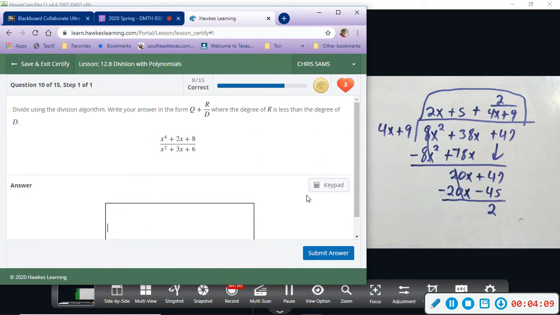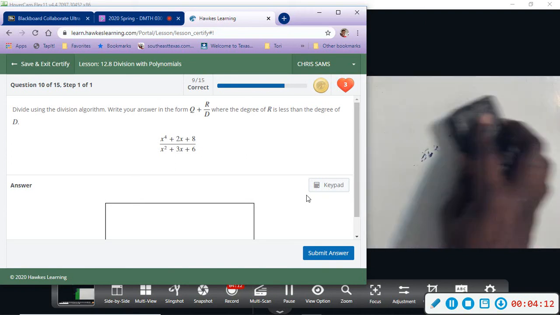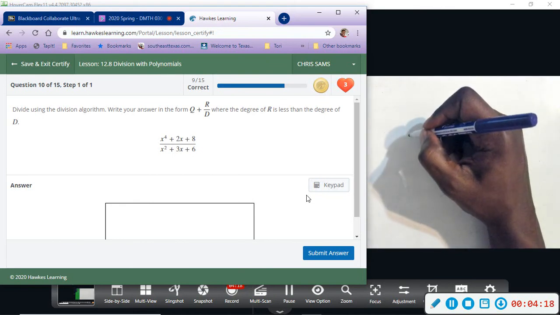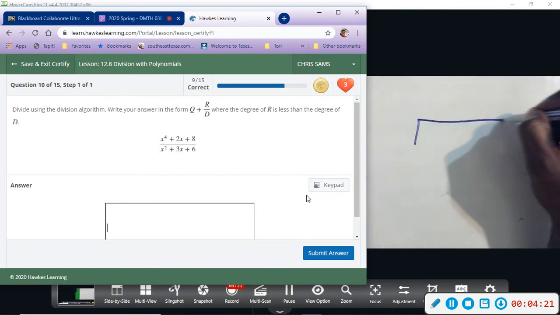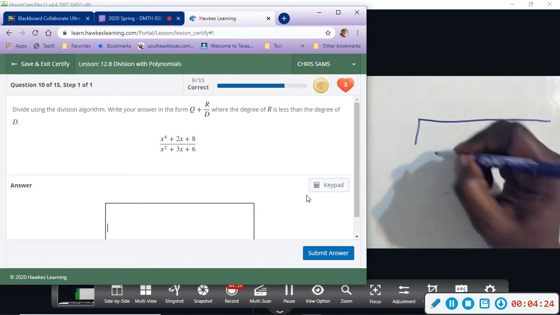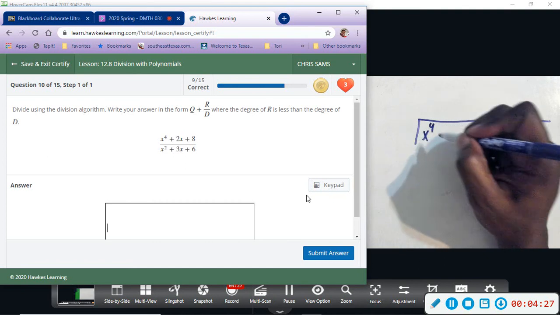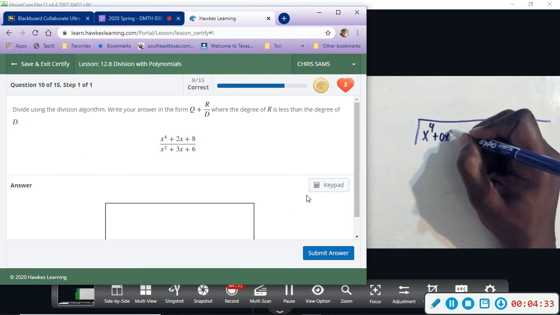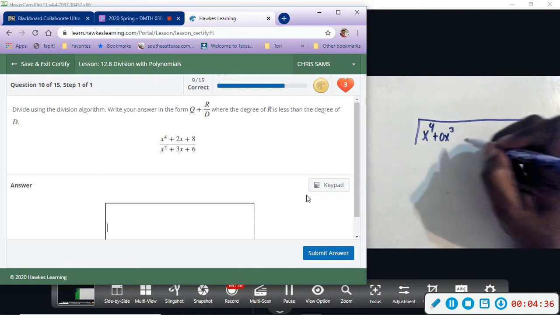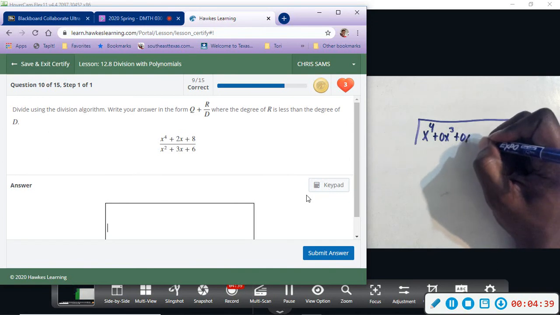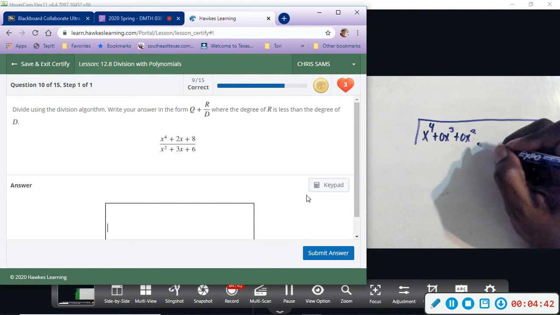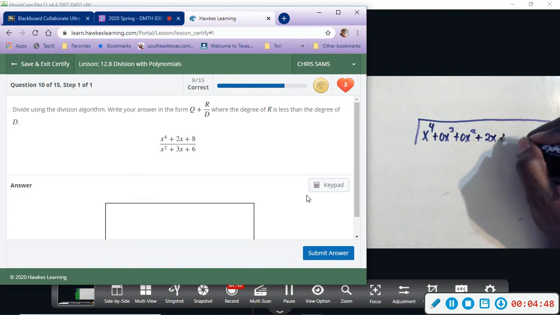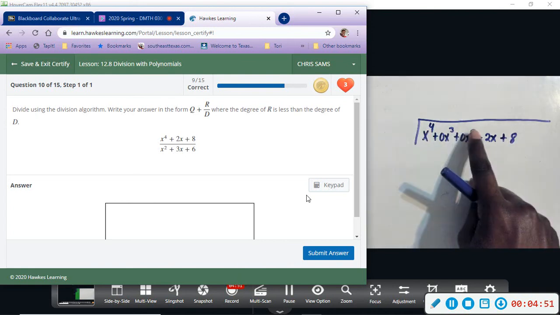Alright, 10. This one's going to be best done with long division. So top in, and it does look like we're missing some terms this time, so we're going to need some placeholders. x to the 4th. And then I need 0x to the 3rd. And then 0x squared. We have our 2x and then 8. Alright, so we got everything. 4, 3, 2, 1, 0.